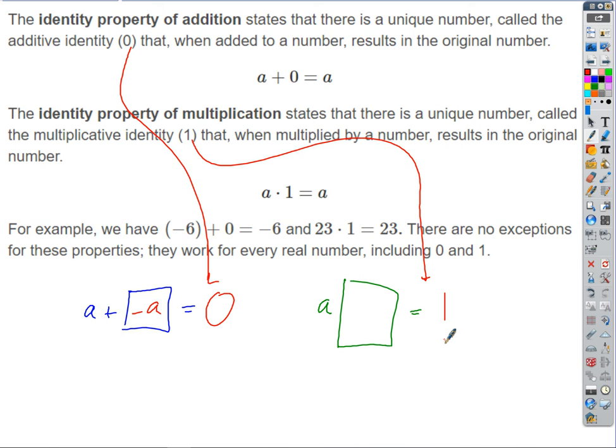2 times what equals 1? 1/2. 7/9 times what is 1? Negative 2/3 times what is 1? Negative 3/2. Good. You're flipping the fraction. It starts negative, its reciprocal is also negative.